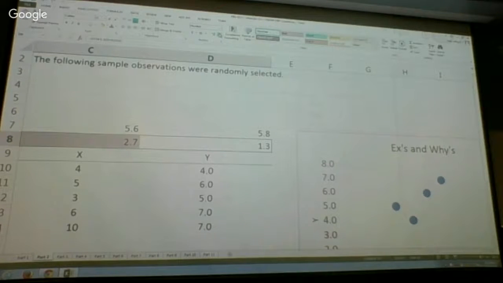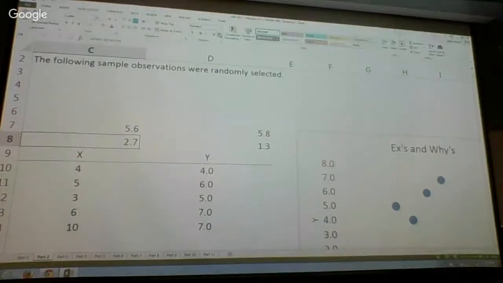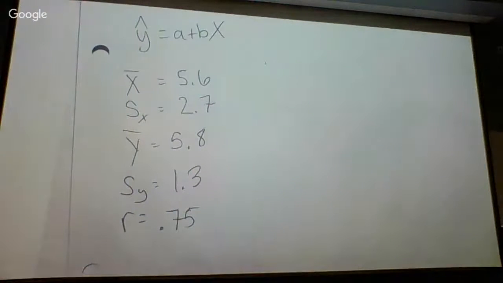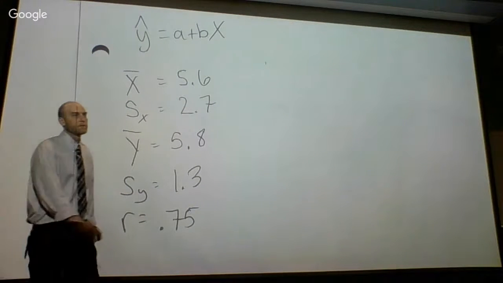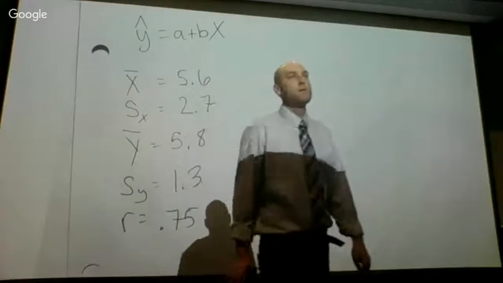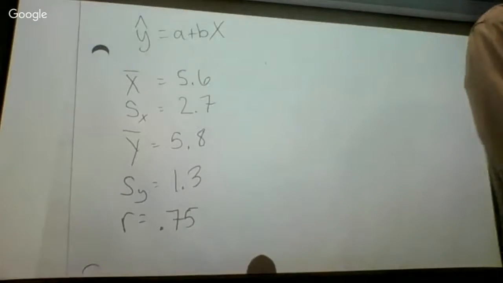The mean of x is 5.6, the standard deviation of x, and I used the sample standard deviation formula here because we need s sub x. The mean of y is 5.8. Standard deviation of y is 1.3. So we can use Excel to gather this information.